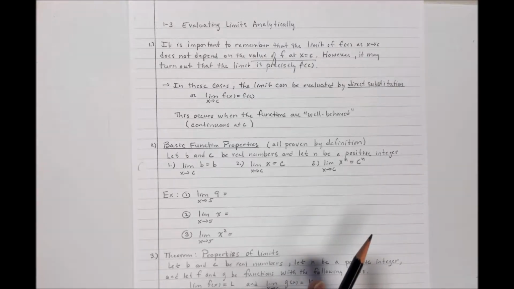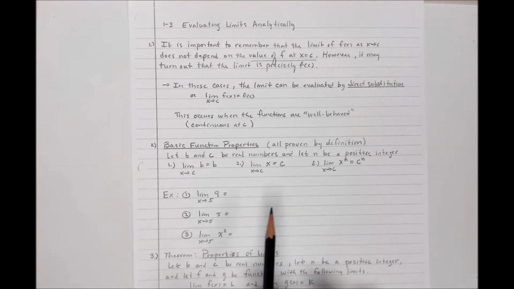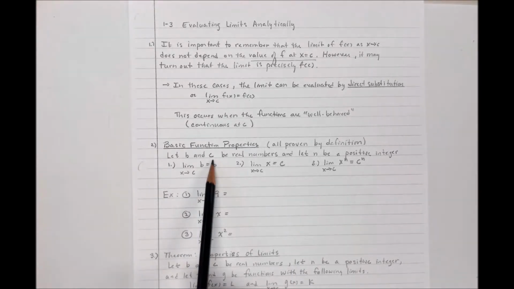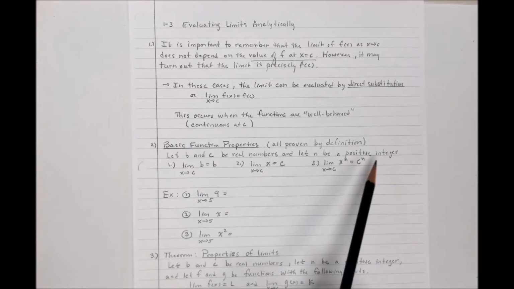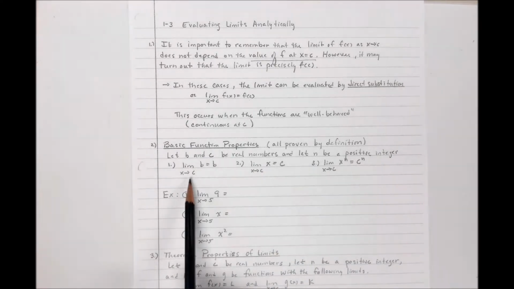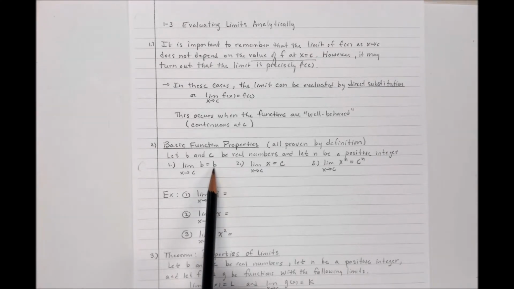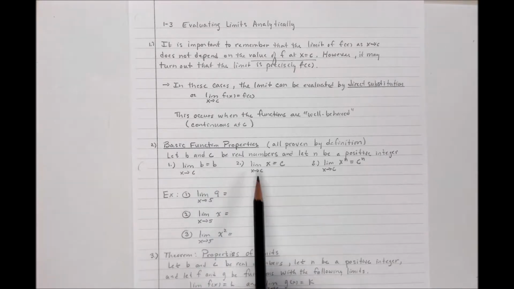Now, we have some basic properties which we're going to mention here, and all these properties were proven by mathematicians using Epsilon-Delta proofs. It says here, if we let the numbers b and c be real numbers, and we let n be a positive integer, then the limit as x approaches c of the number b is just b. It's like a horizontal line, y equals b. It doesn't matter if you approach it from the left or the right. You have the same y value at b. And in this case, the limit as x approaches c of x is equal to c.